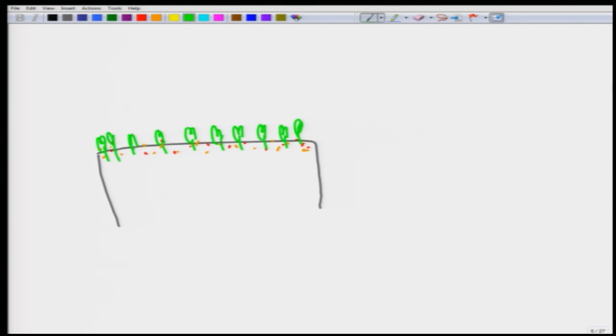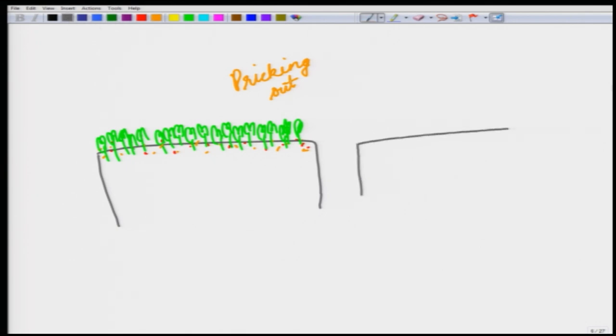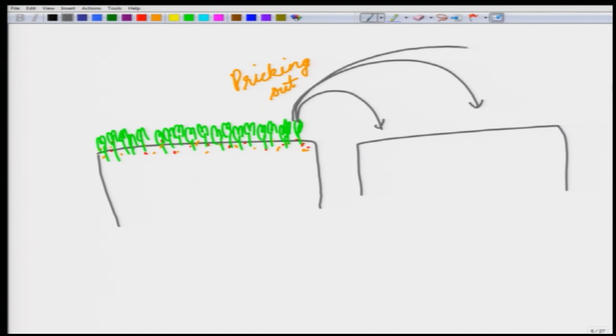Now, once these plants have germinated, because they will germinate in a very high density, next we will have to reduce the density. And this reduction of density is done through a process that is known as pricking out. Now, what is pricking out? In the process of pricking out, you will take these plants and move them into another bed while maintaining the proper density. So, we are removing these plants from the germination bed and we are shifting them to the growing bed.